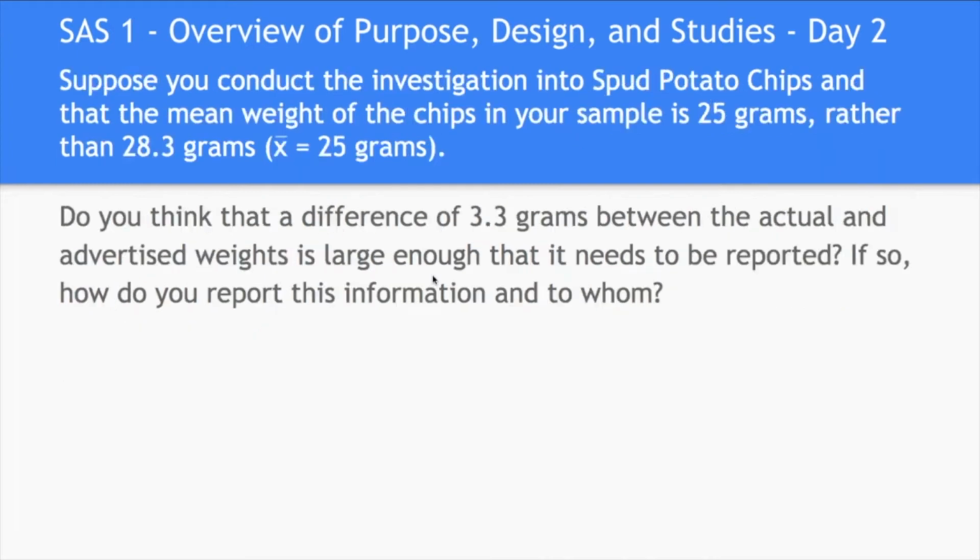Suppose you could conduct an investigation of the Spud potato chips and that the mean weight, or the average weight, of the chips in your sample is 25 grams rather than 28.3. And you see X bar right there. That is a statistical variable we use to describe the mean or the average of a sample that we have measured. And the average sample, or X bar, is equal to 25 grams.